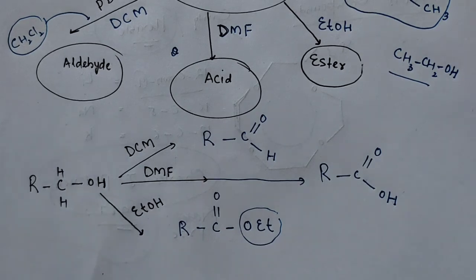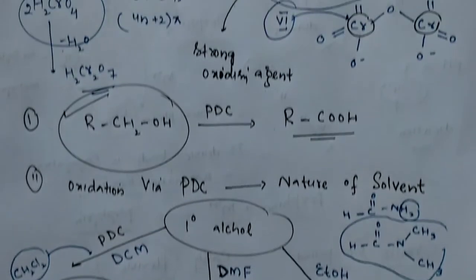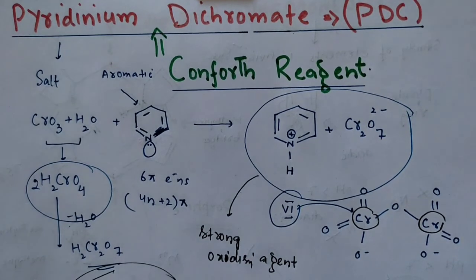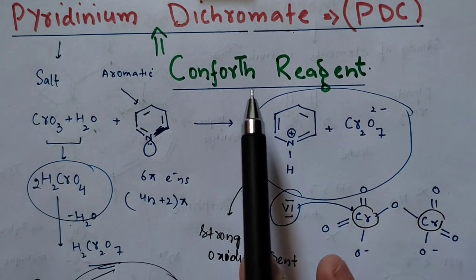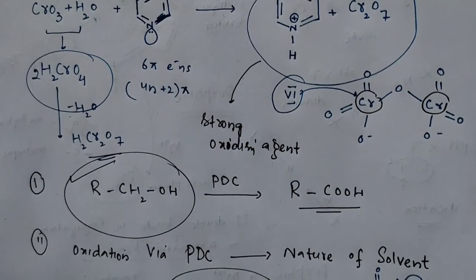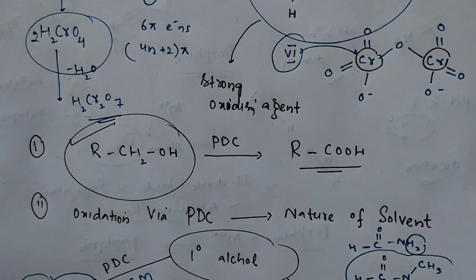So these are the organic transformations. From here the question comes. So remember PDC, that's pyridinium dichromate. It's a strong oxidizing agent. It's basically a salt of pyridine and chromic acid. It's also called Cornforth reagent. Okay, so this is all the basics. Since it's a strong oxidizing agent, it converts alcohols to carboxylic acids. But the type of oxidation it does, to which level of oxidation it can convert the substrates, depends on the nature of the solvent.